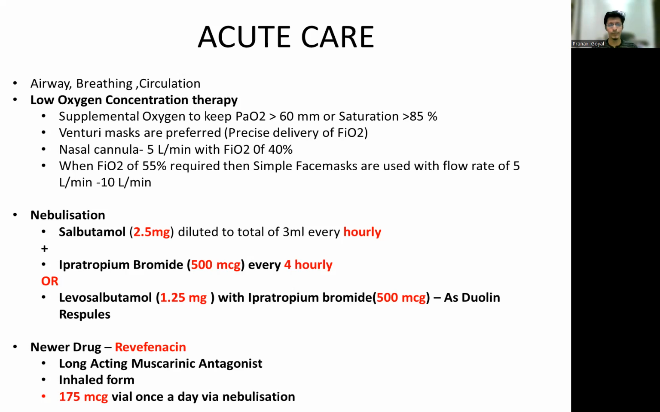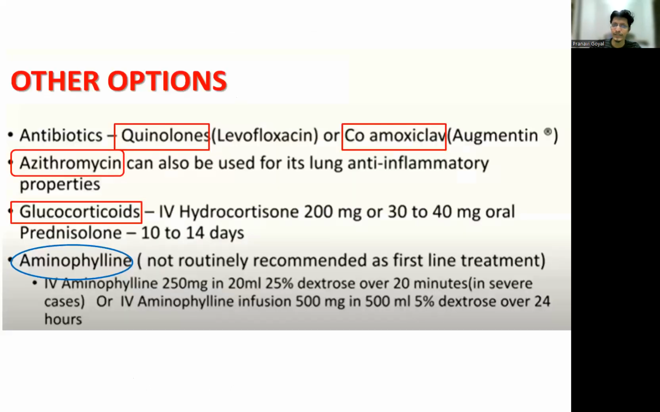Nebulization with salbutamol 2.5 mg diluted to a total of 3 ml every hourly, ipratropium 500 microgram every 4 hourly, or a combination of Duolin, levosalbutamol with ipratropium. You have a newer drug, revefenacin, which is a LAMA, long-acting muscarinic antagonist, inhaled form 175 microgram a vial once a day via nebulization, is very effective.